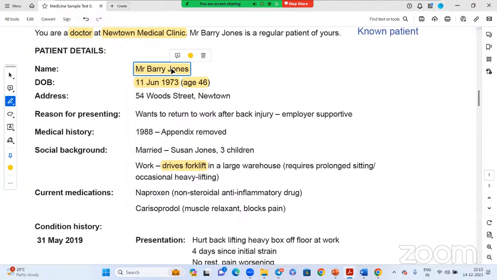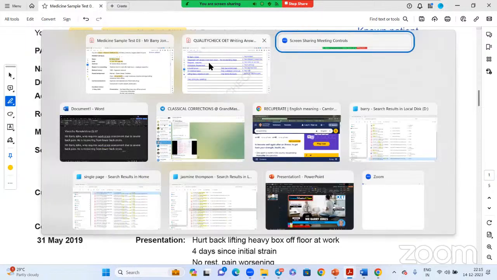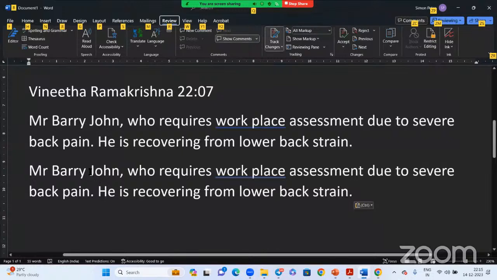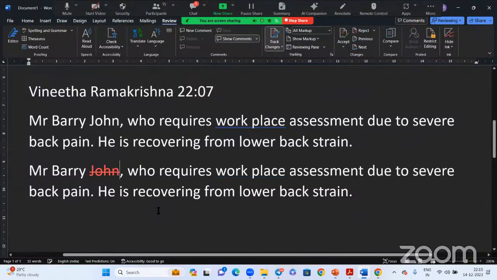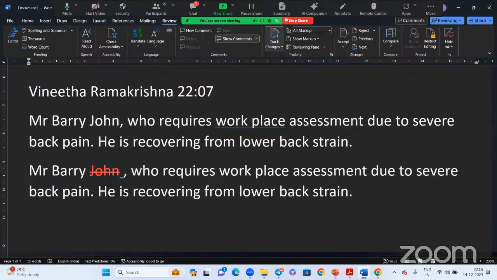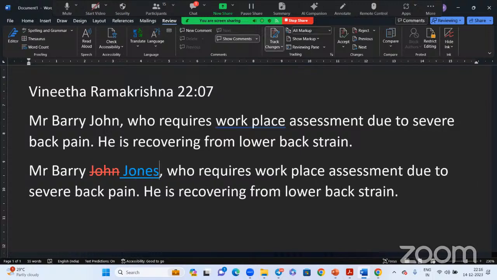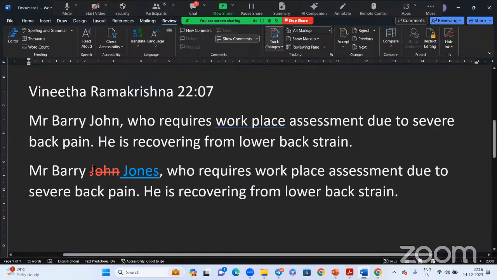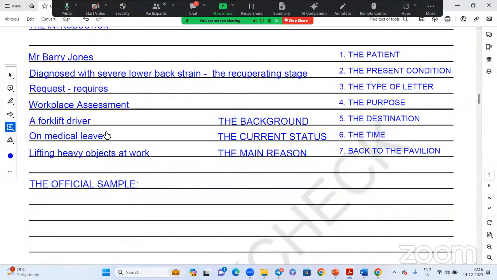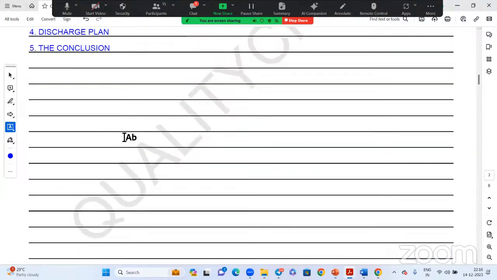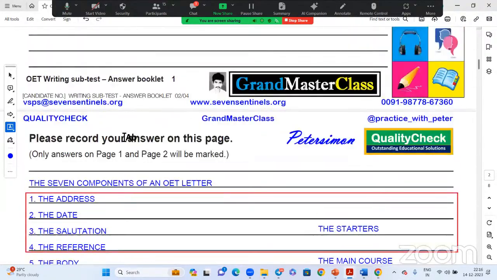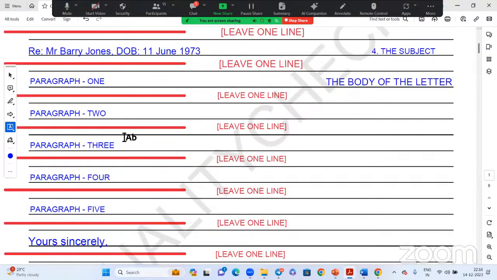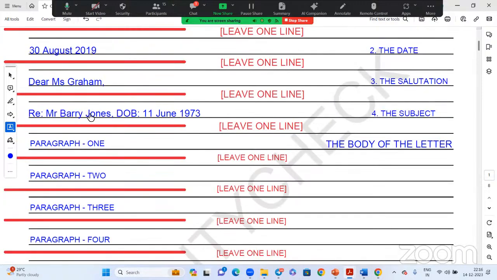It is Jones. So that is your first mistake. How can you make a mistake in the name of the patient? Jones. No need to write Barry again here, because before the introduction, in the regarding line, we have already written the full name, Barry Jones. So the second name is enough.